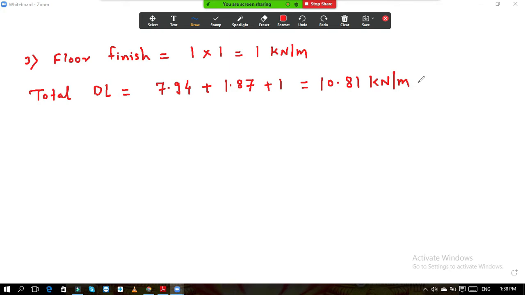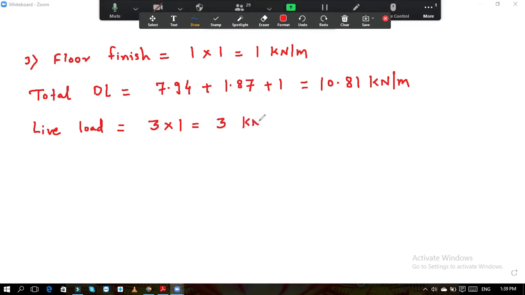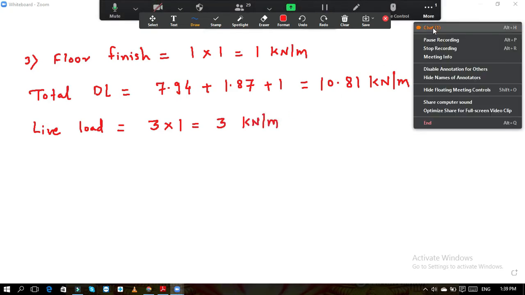So we will calculate the live load now. We know live load is already given. It is 3 kilonewton per meter square into 1 meter, per meter length analysis. So it will be 3 into 1. We have already done this so many times. I hope now it is clear to you. So 3 kilonewton per meter is the live load.